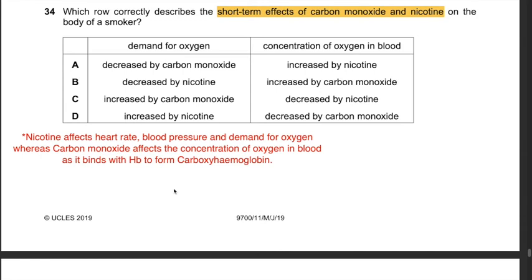Hence, answer A is incorrect. Answer B. Demand for oxygen decreased by nicotine. Yes, that is correct. Concentration of oxygen in blood increased by carbon monoxide. That is incorrect because when there is presence of carbon monoxide, the concentration of oxygen reduces. Therefore, there is a decreased effect. Hence, answer B is incorrect. Answer C. Demand for oxygen increased by carbon monoxide. Again, that is incorrect as carbon monoxide doesn't have anything to do with demand for oxygen. And that leaves us with the final answer being D. Demand for oxygen increased by nicotine. Concentration of oxygen in blood decreased by carbon monoxide.